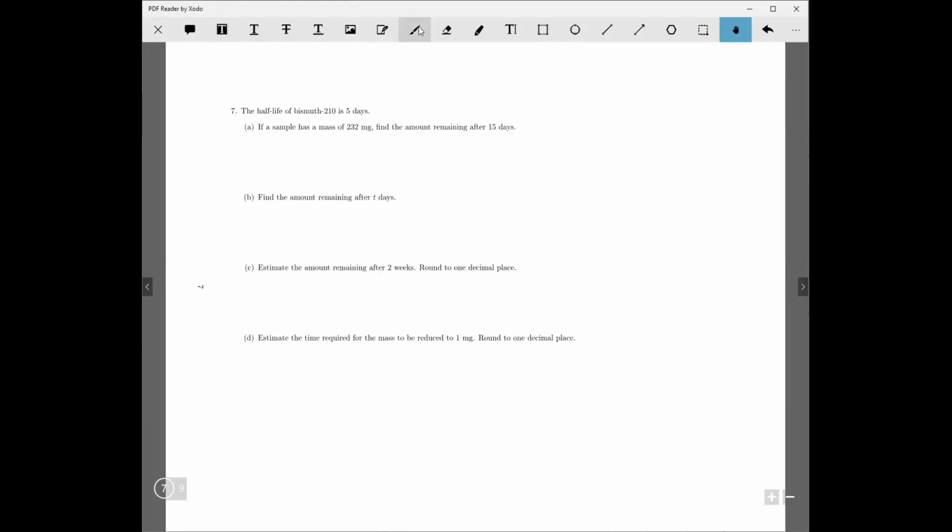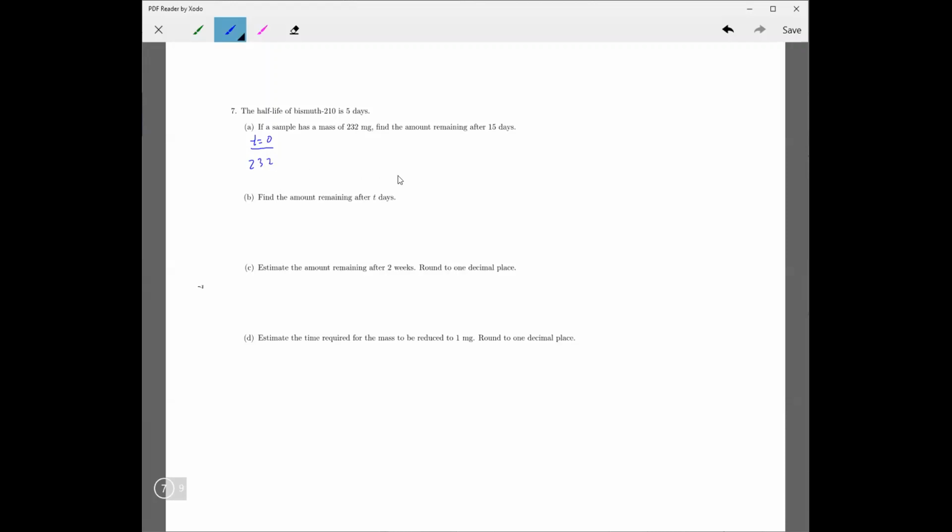Okay, so let's look at number 7. It's kind of an application. The half-life of bismuth 210 is 5 days. I'm going to skip down here to part B and just show you how you can come up with that. So half-life means that in 5 days, the amount that there is going to be cut in half. Actually, let's just go through part A. So you have 232 milligrams, and you're supposed to find out how much is going to be there after 15 days.